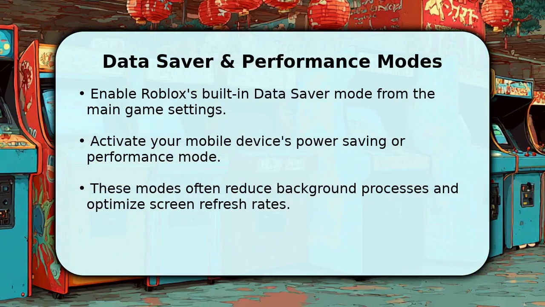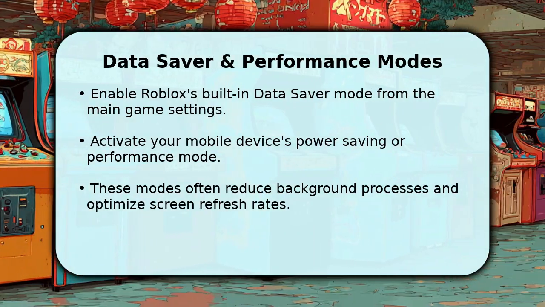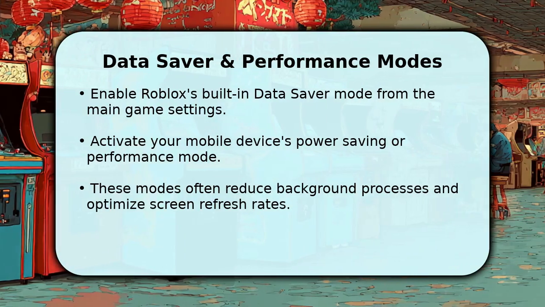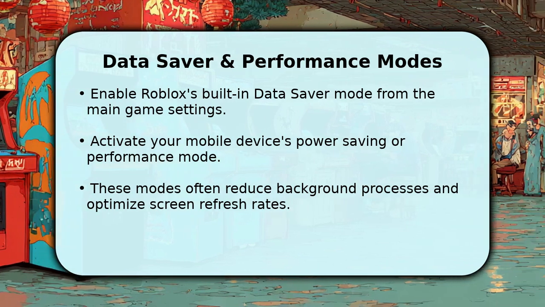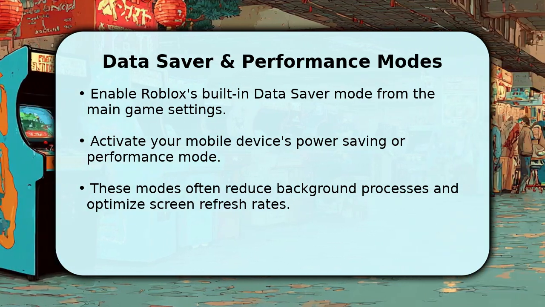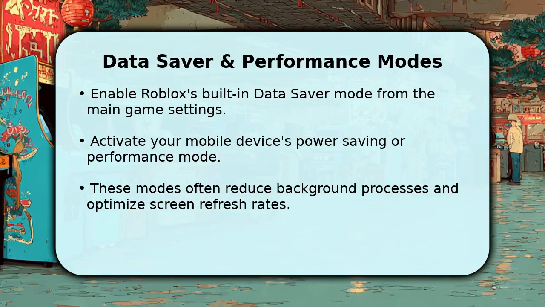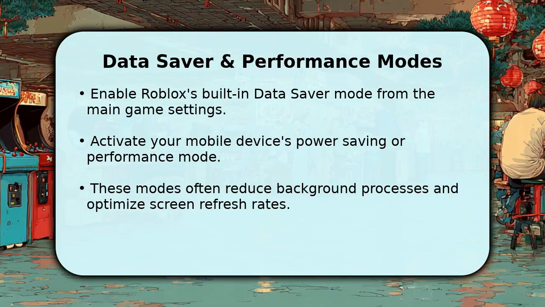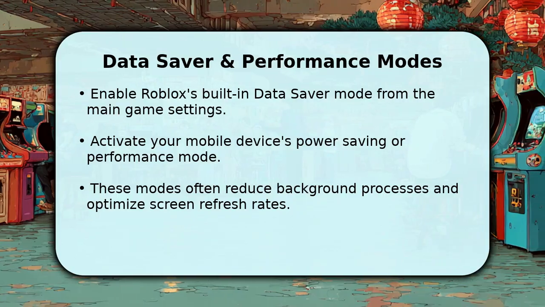Roblox itself offers a data saver mode within its main settings, which can significantly reduce network strain. Make sure this is enabled. Additionally, many mobile devices have a dedicated power saving or performance mode. Activating this can help by limiting background processes and sometimes lowering screen refresh rates, providing a smoother experience. Try using both the in-game data saver and your phone's performance mode together for the best results, seeing what works well for your specific device.